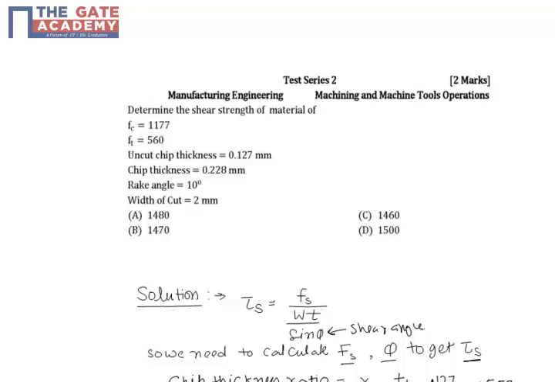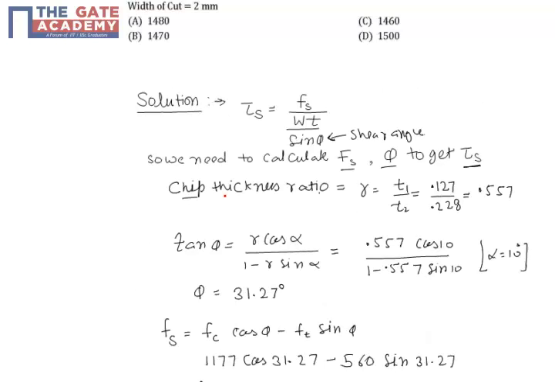So first we calculate the value of chip thickness ratio, that is R. We know that the value of R is equal to uncut chip thickness upon chip thickness. Uncut chip thickness is equal to 0.127 and chip thickness is equal to 0.228, and the value of R is equal to 0.557. So this is the value for R.